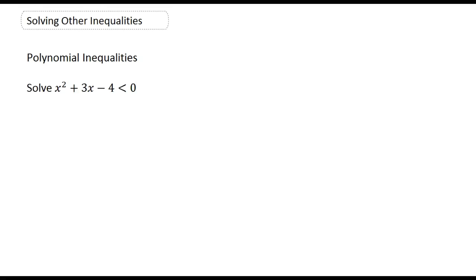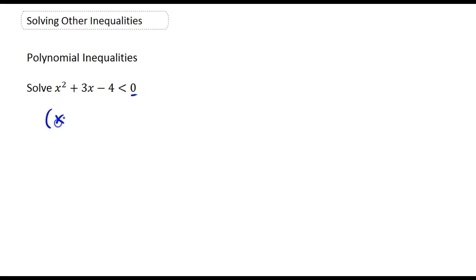Okay, in this screencast we're going to learn how to solve polynomial inequalities and rational inequalities. So let's just jump right in. If I've got a quadratic inequality, then what I want to do is make sure that one side is 0, and I'm going to try and factor the other side or solve it any way I can.